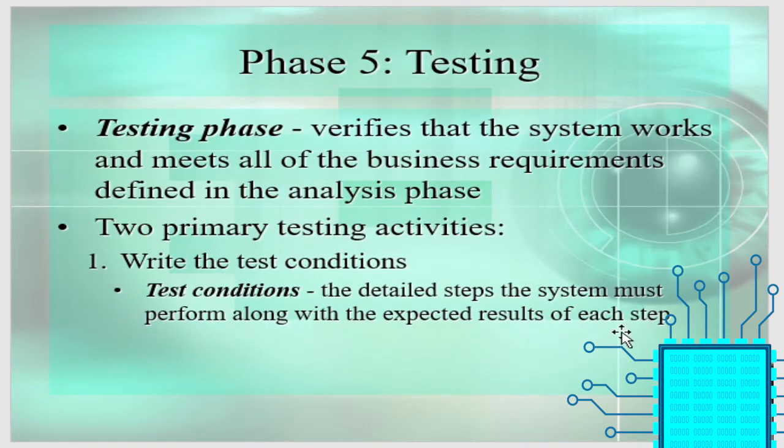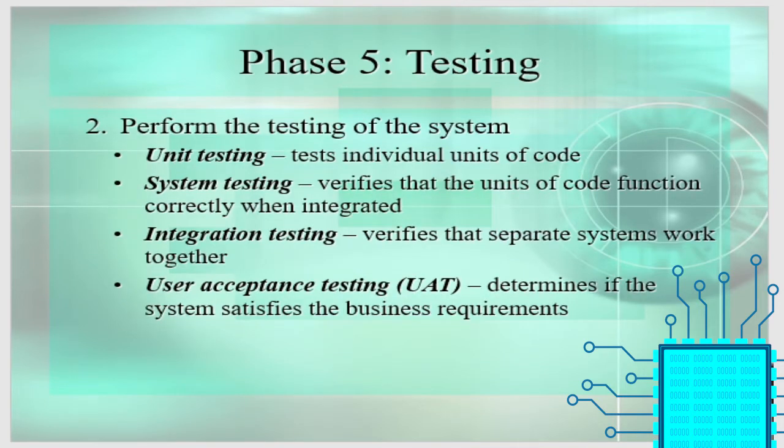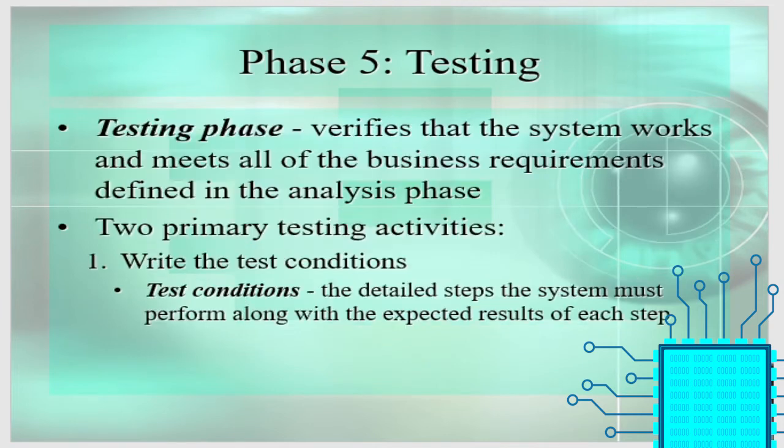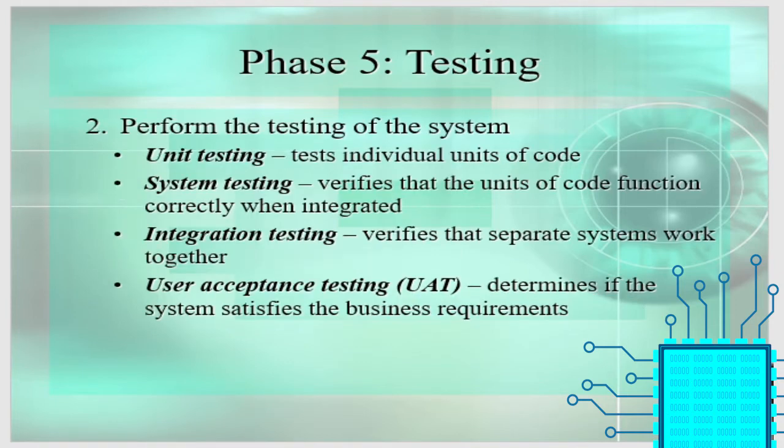In phase 5, testing, which verifies that the system works and meets all of the business requirements defined in the analysis phase. The two primary testing activities are to write the test conditions, then perform the testing of the system. The test conditions are the detailed steps the system must perform along with the expected results of each step.